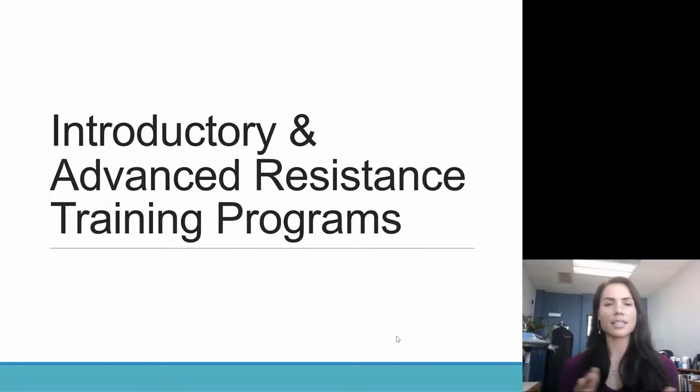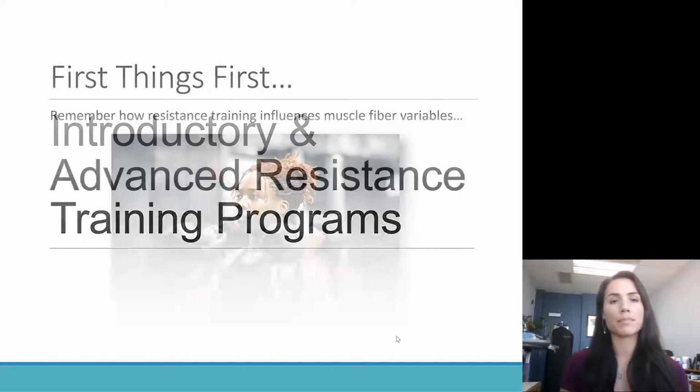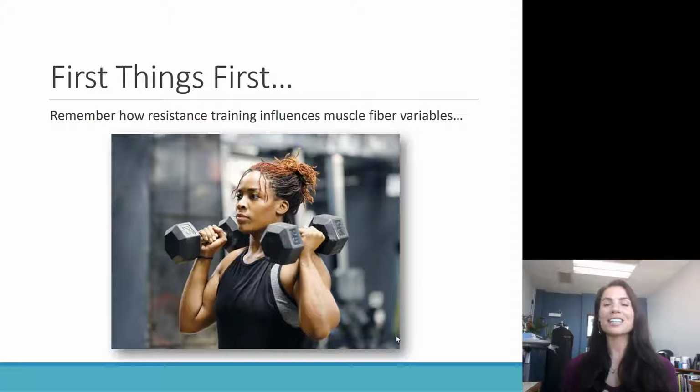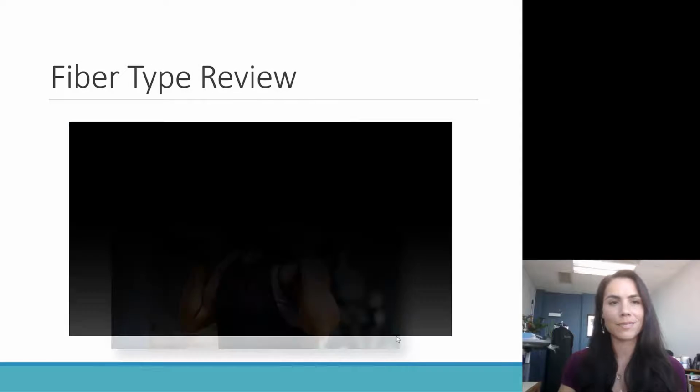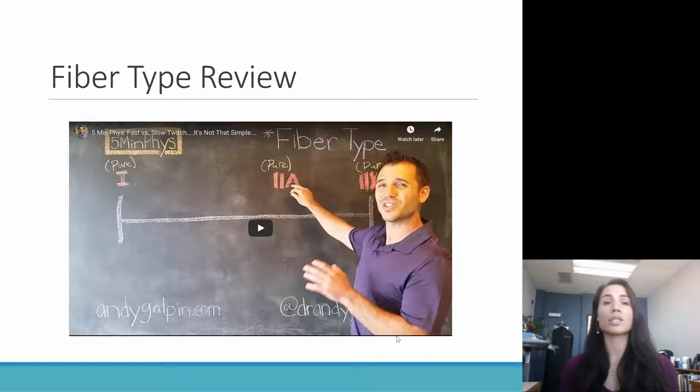Okay, this last part of today's lecture is going to be on advanced and introductory resistance training programs. So the first thing that we need to do is kind of go back into our brains and remember what are some of the different muscle fiber variables. So what goes into creating the strength gains that we want our clients to see. So the very first thing I want you to do is review your fiber type.